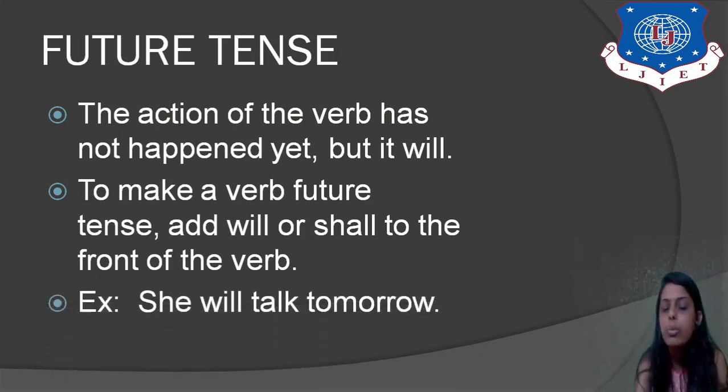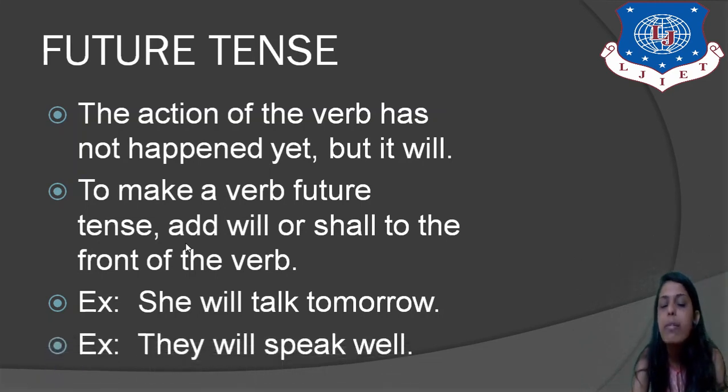She will talk tomorrow. So the verb here in the sentence was what? Talk. But adding will makes it simple future tense. So when you want to change the sentence into simple future tense, you add will or shall to the sentence. They will speak well. So singular noun and plural subject, right?